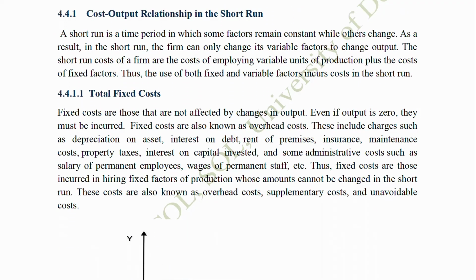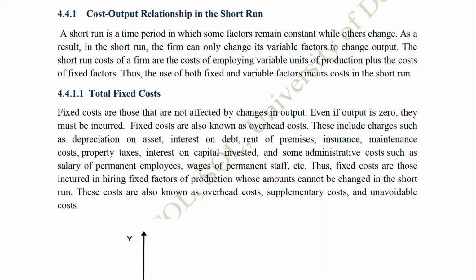A short run is a time period in which some factors remain constant while others change. As a result, in the short run, the firm can only change its variable factors to change output. The short run costs of a firm are the cost of employing variable units of production plus the costs of fixed factors. Thus, the use of both fixed and variable factors incurs cost in the short run.